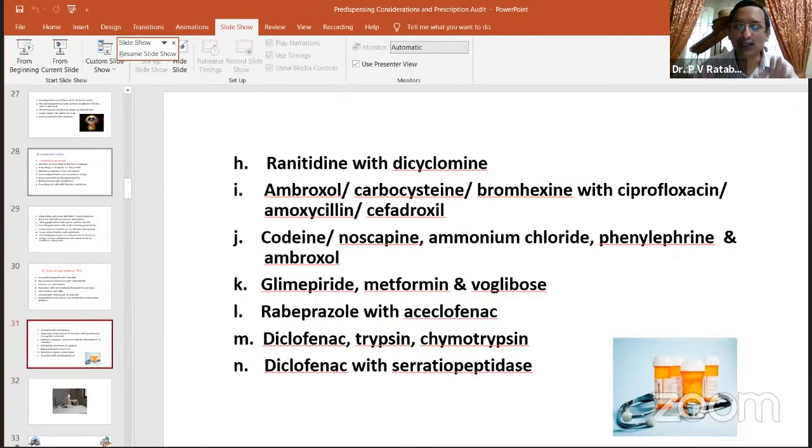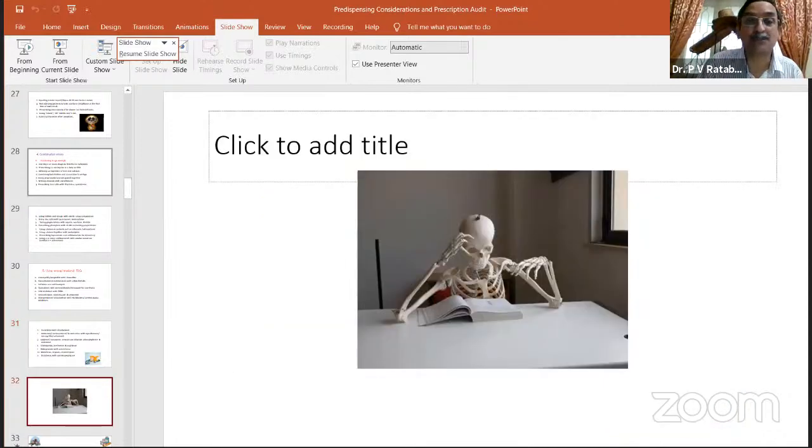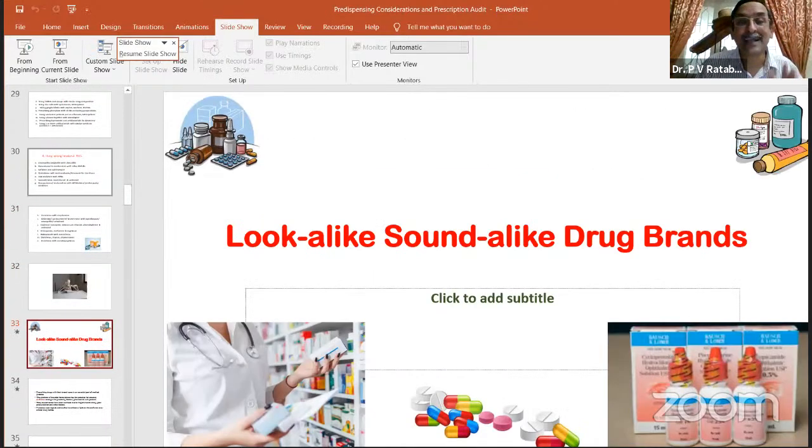Diclofenac with serratiopeptidase. Serratiopeptidase is the most useless drug. It only adds to the cost. Wrong combination. It does nothing to inflammation. It's just like a lion going with a rat for hunting. The rat has no role to play when the lion is there. It is just of cosmetic value. Similarly, when diclofenac, an anti-inflammatory, is there, serratiopeptidase has no role to play. It does nothing to inflammation. So these are some hand-picked fixed dose combinations. There are hundreds of them, just for your knowledge. So that is about the errors.